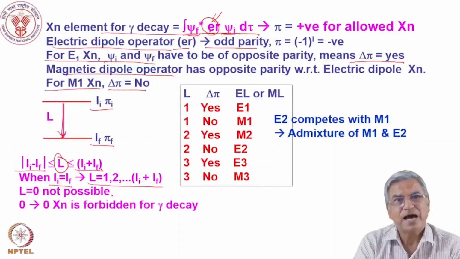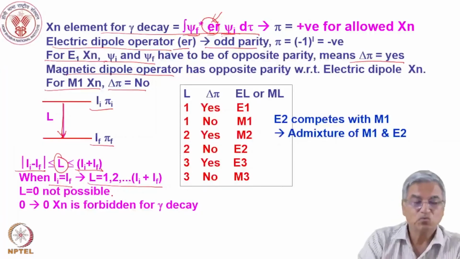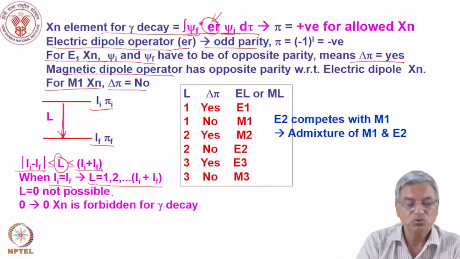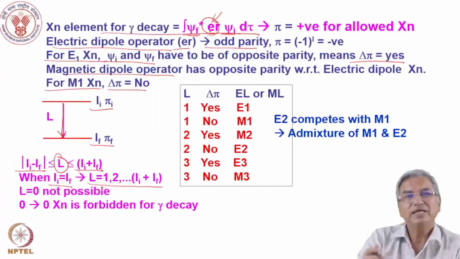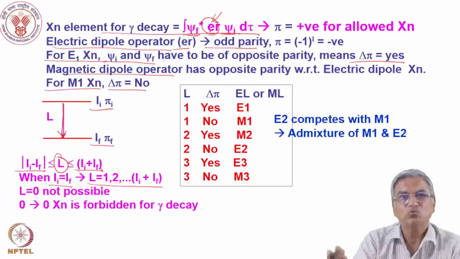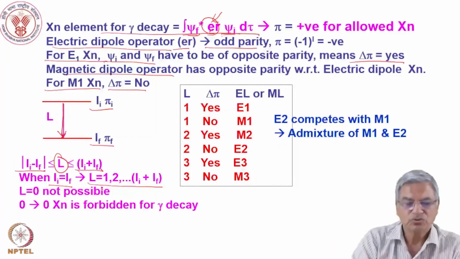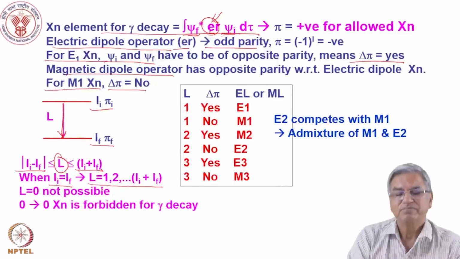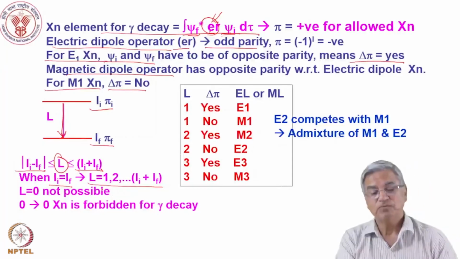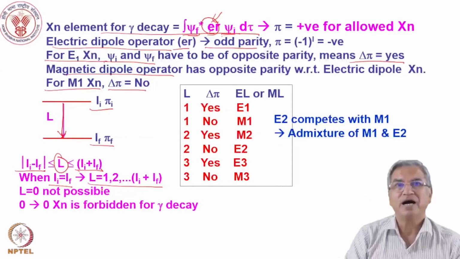If I_I minus I_F is 0, then I_I plus I_F could still be non-zero. So for example here, L can take anything more than 0: 1, 2, up to I_I plus I_F. So that is how we will decide the multipolarity of the gamma rays, depending upon delta I and delta pi.